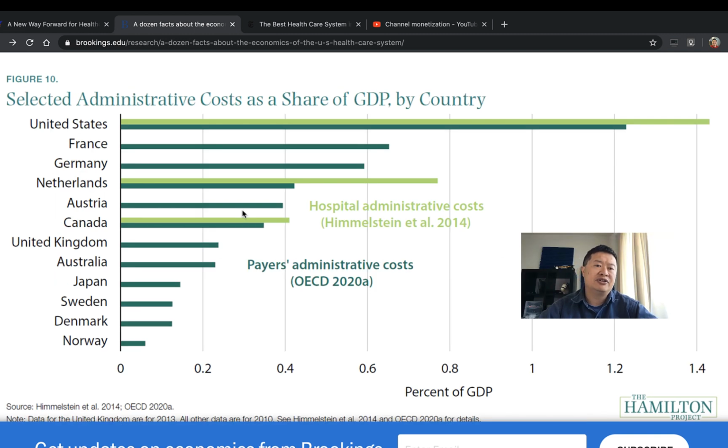Here's a comparison of the administrative costs as a share of GDP. We all know that there's a lot of paperwork and red tape involved in our current healthcare system, and that is borne out by the data, which looks at Norway, Denmark, Sweden. Less than 0.1% of their GDP is spent on administrative costs, both for the payers and the hospitals. Whereas in the US, just the payers' administrative costs or the hospital administrative costs, either of them, is higher than the total administrative costs for the United Kingdom, Australia, Japan, Sweden, Denmark, and Norway.